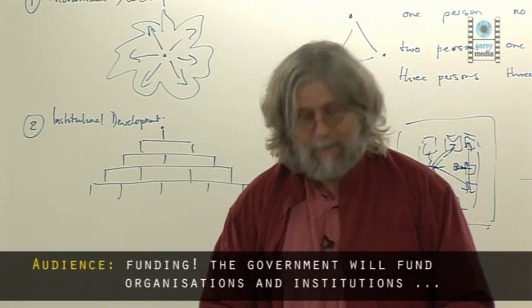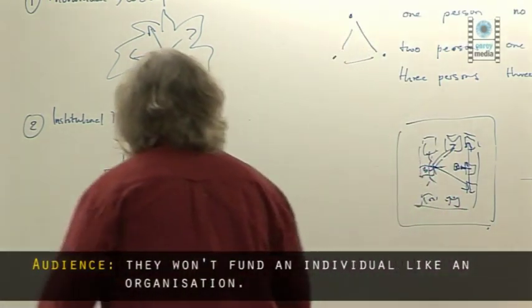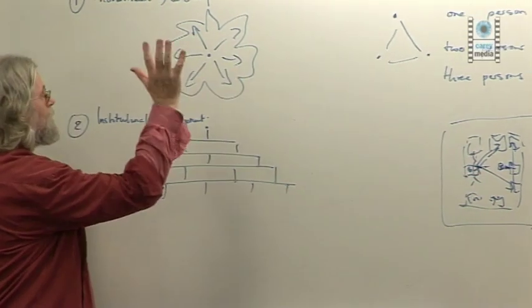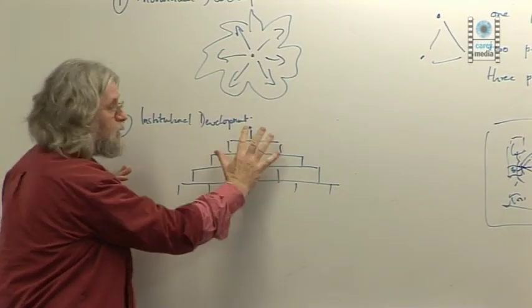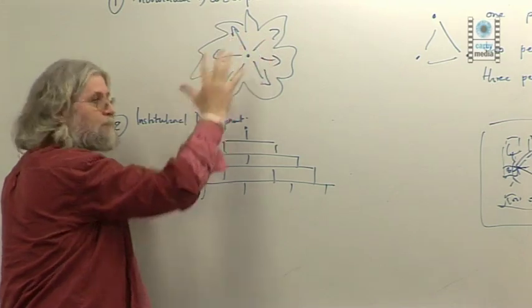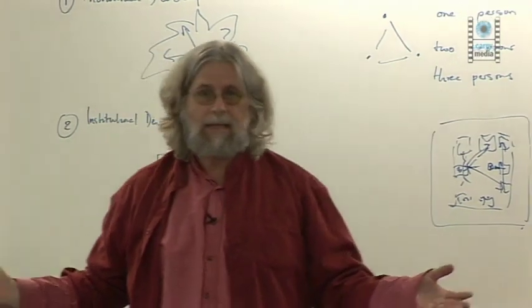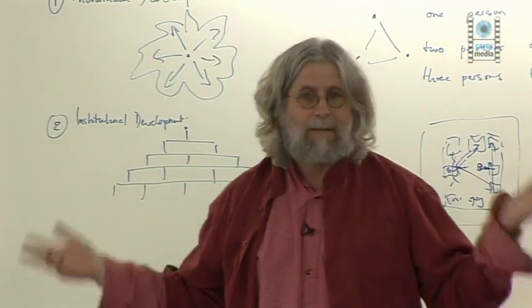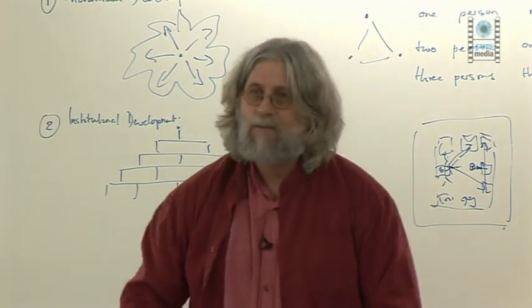Funding, governments will fund organisations and institutions, they won't fund individuals. Yes. Government agencies and non-government agencies are much more likely to fund this approach rather than that, because they believe it will be sustainable, right? And there's a good argument for saying that that is much more sustainable. Okay, are we agreed on that? Okay, but what are the weaknesses of this approach?